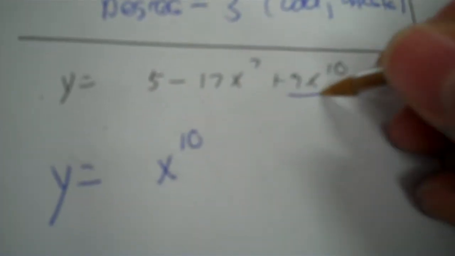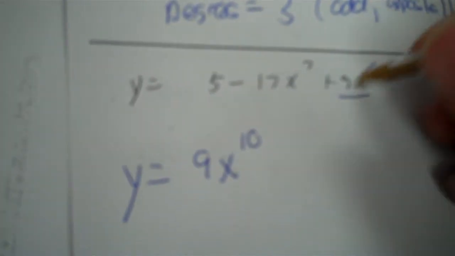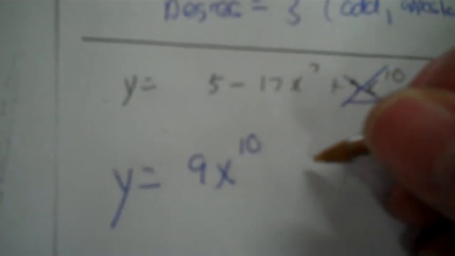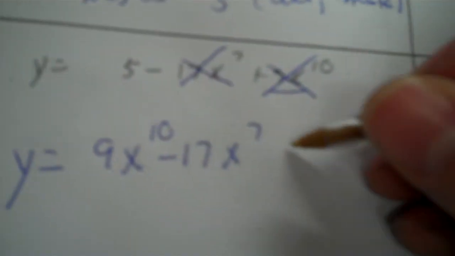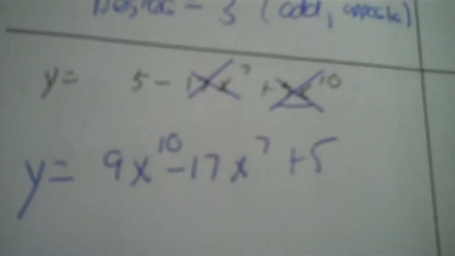So, highest exponent, x to the 10th. It's got a 9 coefficient, positive 9. And then x to the 7th is my next highest with a coefficient of minus 17, negative 17. And then my constant of 5. Okay. So x approaches positive infinity, negative infinity.